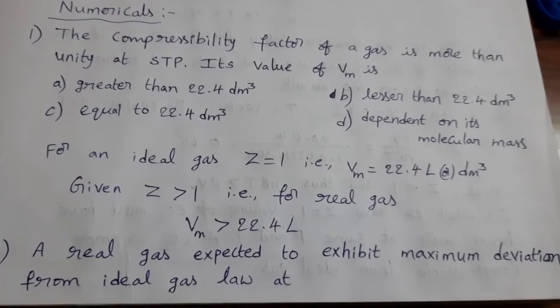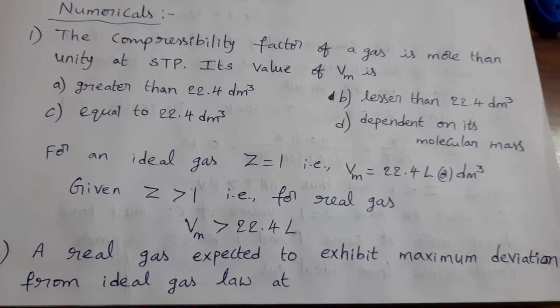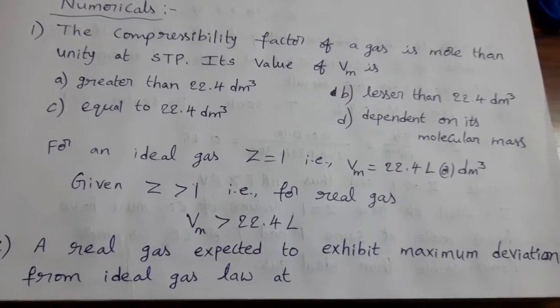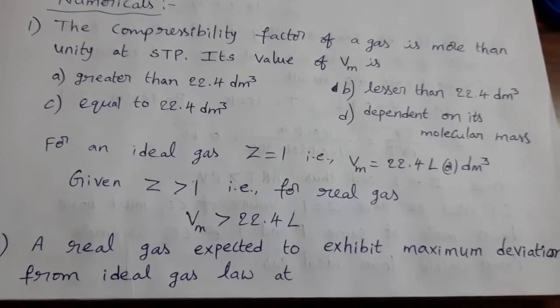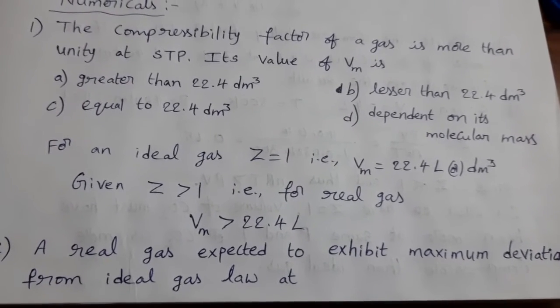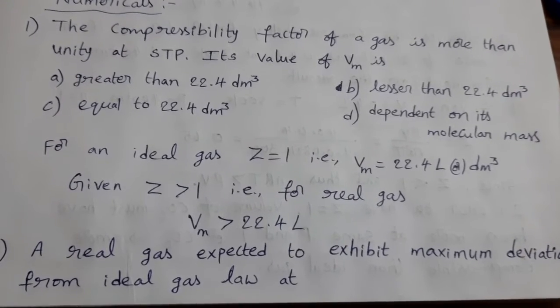In last class we completed deviation of real gas from ideal behavior, Boyle's temperature and compressibility factor. Now see the numericals related to compressibility factor.